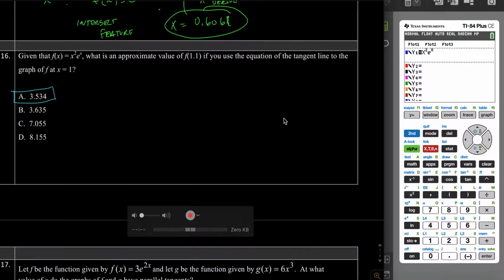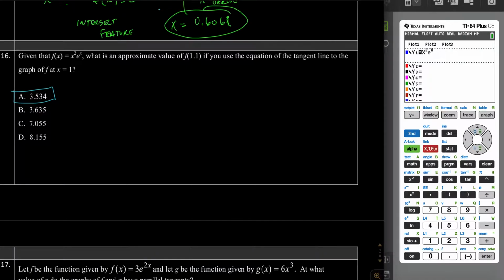You need to do these with me on your calculator. You can't. It's not enough to just watch. You've got to get used to the key presses and what you're doing here. All right. So they give you a function, and they want us to do a tangent line approximation.